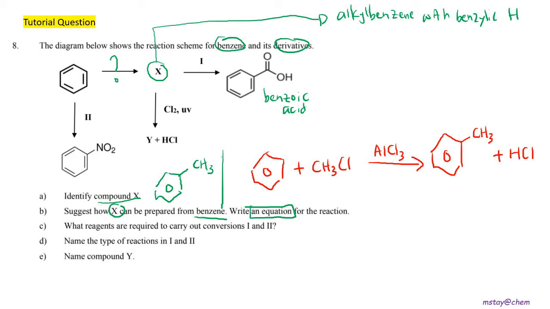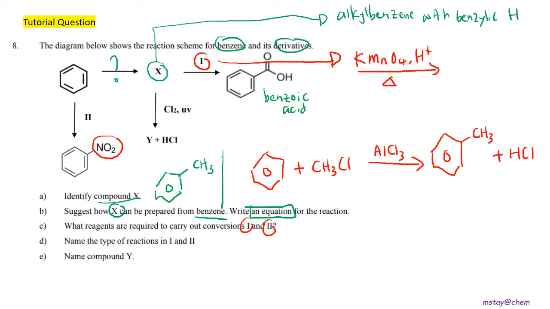What reagents are required to carry out conversions 1 and 2? So 1 is over here, and as we already know, this is oxidation. So for 1, the reagent we prefer is KMnO4, H plus and heat. Okay, so for conversion 2, we know that this is the difference here. So reagent 2 will be concentrated nitric acid in the presence of concentrated sulfuric acid, and the condition is 50 to 55 degrees Celsius.